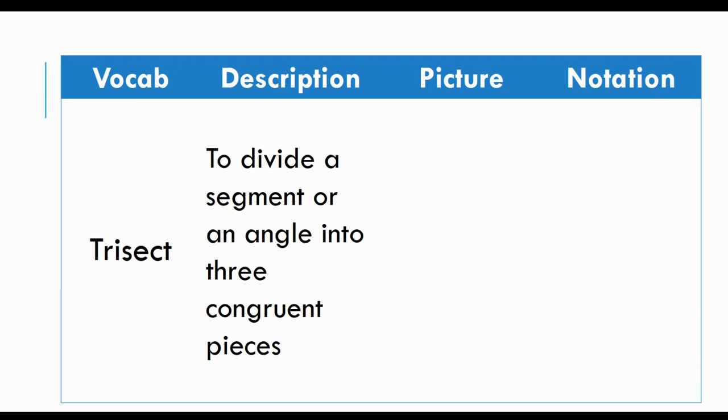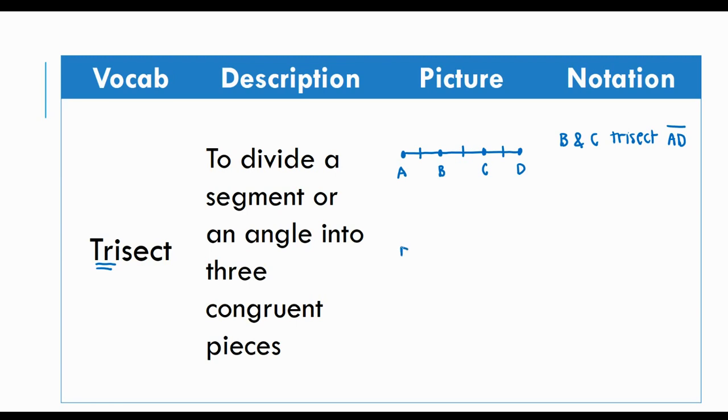To trisect, we'll think of the word tri, like tricycle has three wheels, or triangle has three sides. So to trisect means that we're dividing a segment or an angle into three congruent pieces. Let's take a segment, and call it segment AD. To trisect it means that I'm going to have two additional points. Let's call those points B and C. Notice now AB is a segment, BC is a segment, CD is a segment. I indicated with one tick mark on each of those smaller segments. This tells us that the points B and C trisect the segment AD.